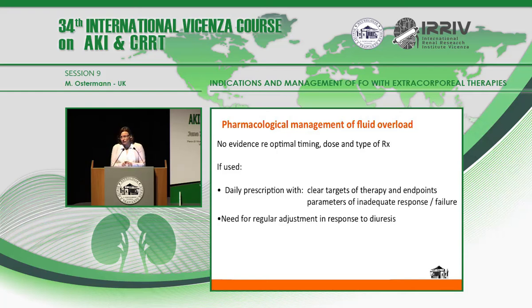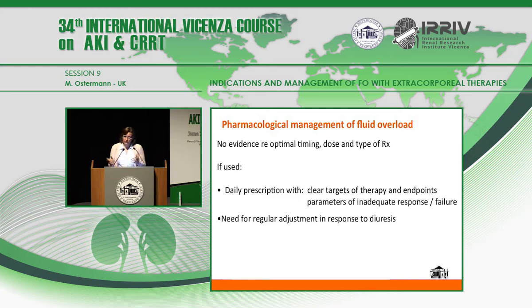We felt very strongly that any prescription should not only have the drug and the dose, but should have clear targets of therapy with endpoints, whether that's a daily fluid balance or a cumulative fluid balance or a lactate or another biomarker. They should have clear markers to guide the therapy and to judge response. A prescription should also have parameters to indicate poor response, so that clinicians are alerted to the fact that this therapy is not working, is failing, and there needs to be a change in therapy.